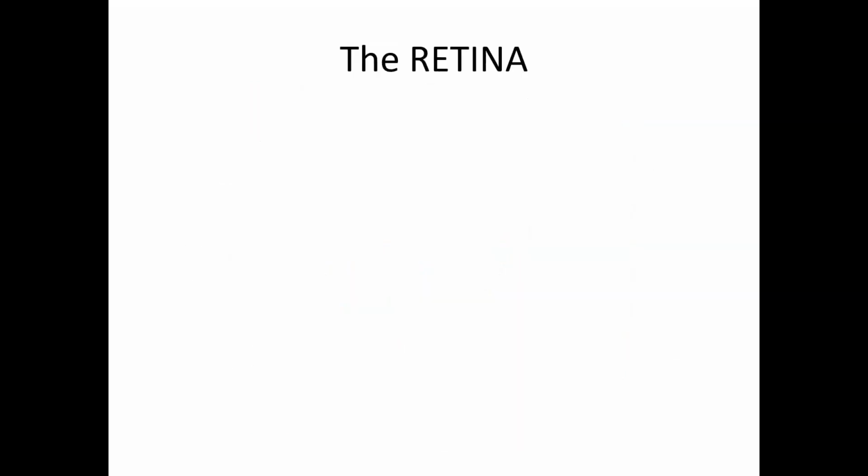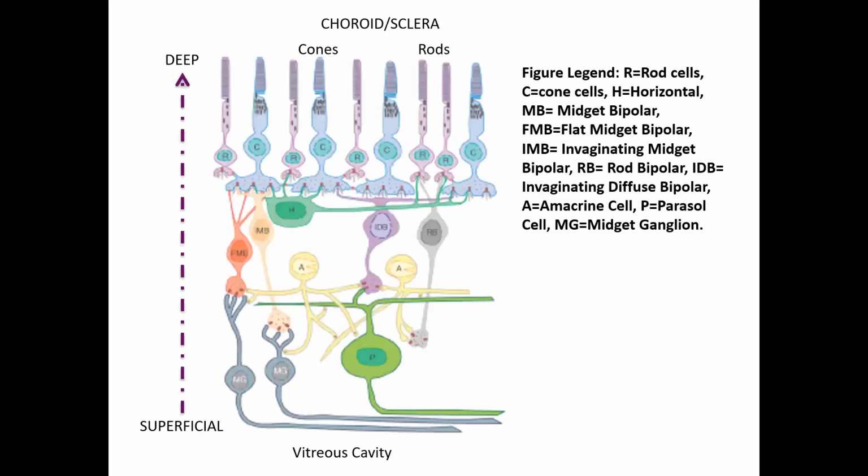So let's look at the anatomy of the retina, and the anatomy of the retina is set up in such a way that the receptor cells are actually the deepest cells within the retina. And we have a host of different types of cells coming into play here. The host of different types of cells include the photoreceptors, the rods and the cones.